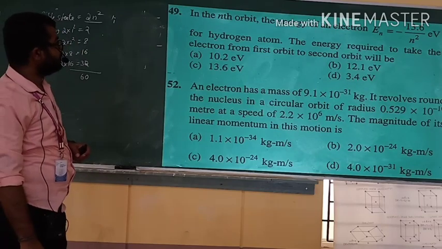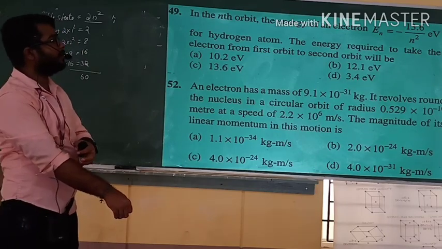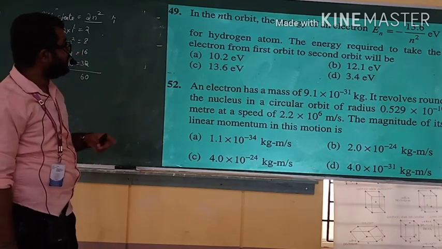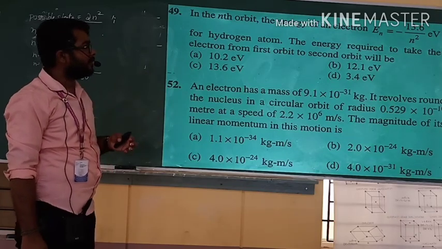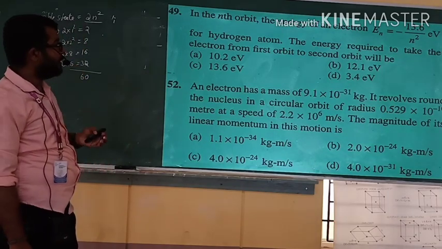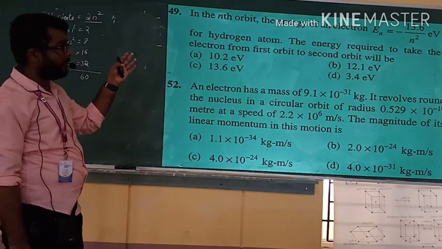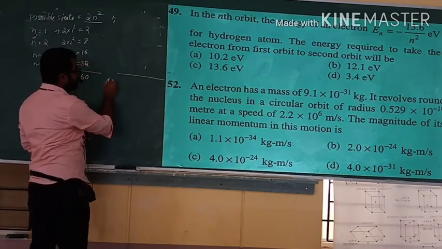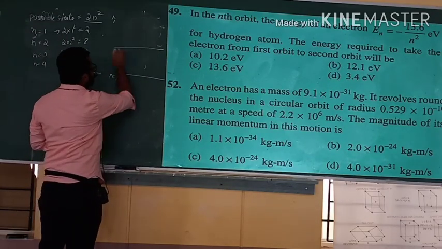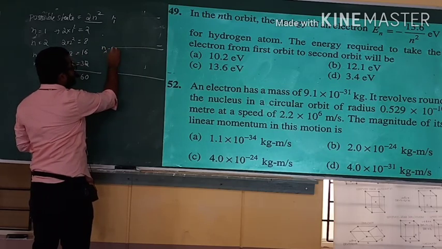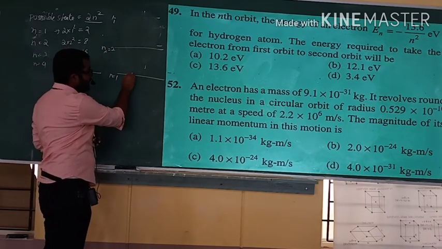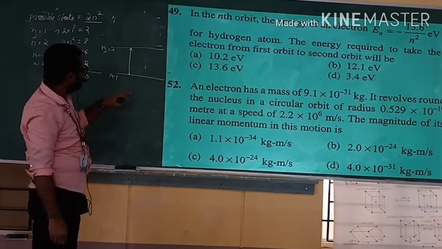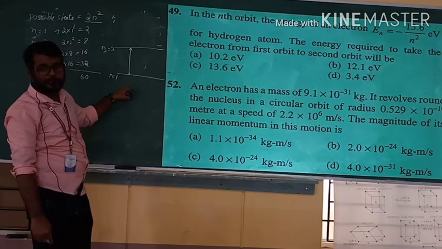So next problem. In the nth orbit the energy of the electron is given by this equation. For the hydrogen atom, the energy required to take the electron from the first orbit to the second orbit will be what? Here this will be the ground state, the first orbit, n is equal to 1, and this is n is equal to 2, the second state. The electron is here, and we have to take it to the second state. What will be the energy needed, they have asked.